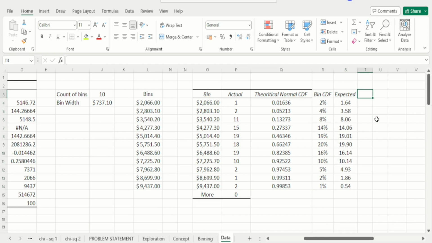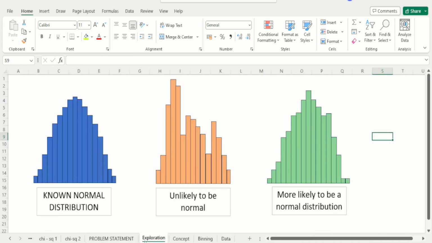Now what's our next step? Now that we have the actual distribution and the expected, these are the two important things for us: the actual and the expected, right? This is very similar to when we were exploring the concept. The green one is the actual, and the blue one is the expected. The closer the green one is to the blue one, the greater the chance that the green one is also a normal distribution, right?